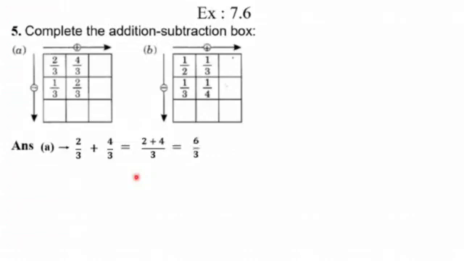Now here the cancellation is possible because 6 and 3 are multiples of 3. So let's take the table of 3 and cancel it. 3 2's are 6, 3 1's are 3. So the fraction is 2 upon 1. Now as we are getting this fraction, we have to write this answer here. After adding 2 upon 3 and 4 upon 3, whatever answer you get, you have to write in this empty box. So let us write it.